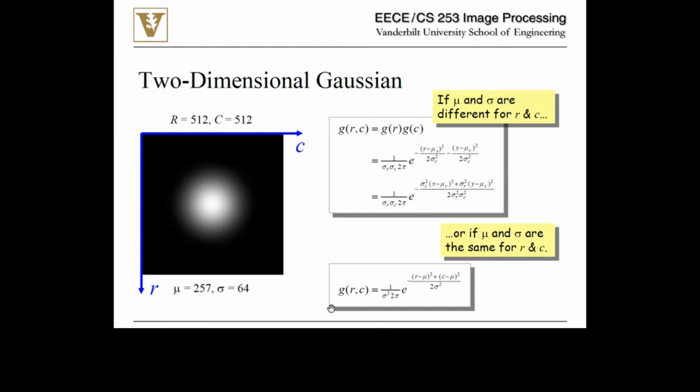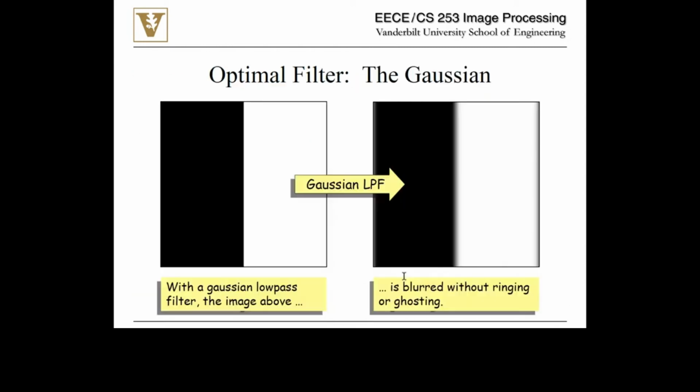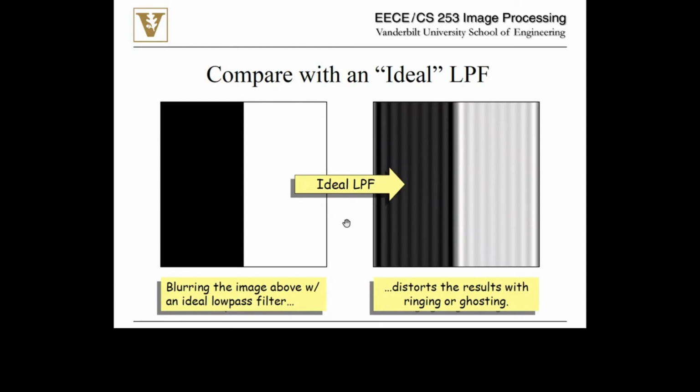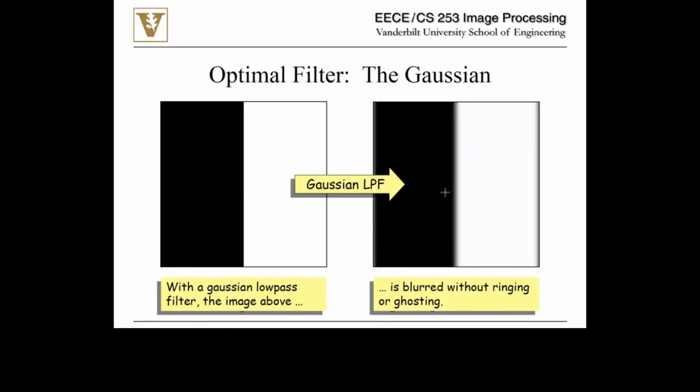Okay, and then you manipulate and you get this one. If the mu and the sigmas are the same, then you have a relatively simple expression. You take your image, you convolve with the Gaussian low-pass filter, and now you don't have ringing anymore. You can compare with the ideal low-pass filter: this is ideal, this is with the Gaussian. You have a smooth transition between black and white, but now the transition doesn't cause ringing.